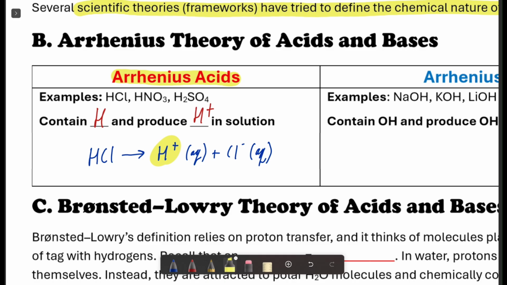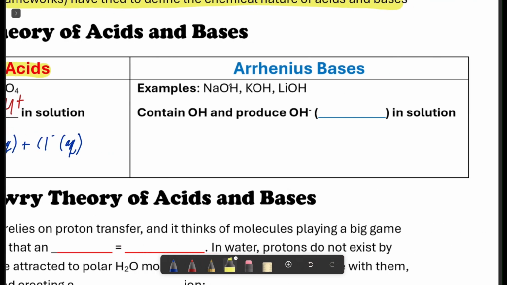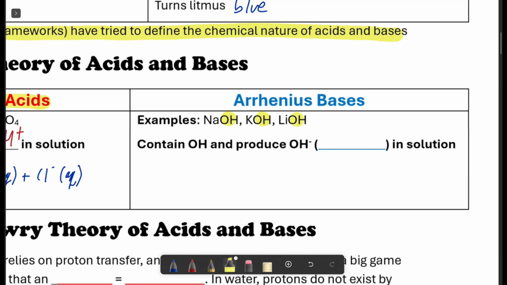Keep in mind, this is just one of the definitions. We'll look at another one. Arrhenius bases, okay, notice what all these have in common? Hydroxide. This is how he defined a base, because he was looking at all of them and he was like, oh, they contain OH. So OH will produce OH negative, which is hydroxide, inside of a solution.